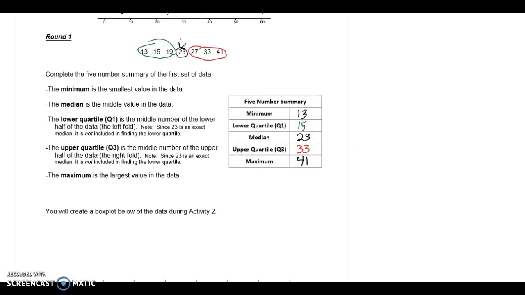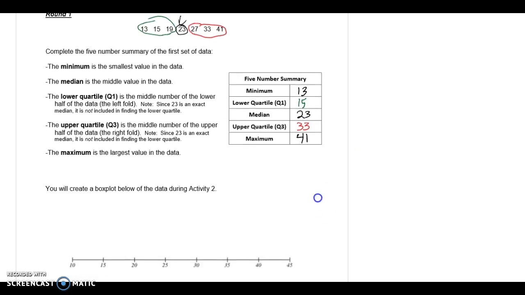Okay? So what we're going to do next is create the box plot from this. I'm going to take the minimum value and put a line at 13, which is somewhere between 10 and 15. I'm going to take Q1, which is at 15. Median is at 23. Upper quartile is at 33. And then the maximum is at 41.